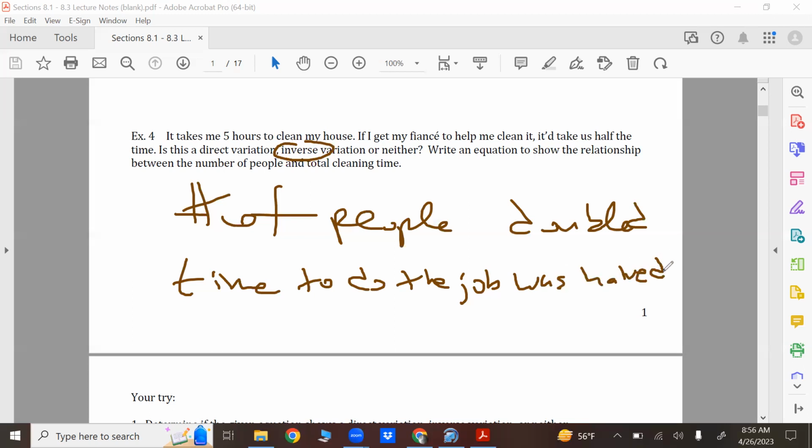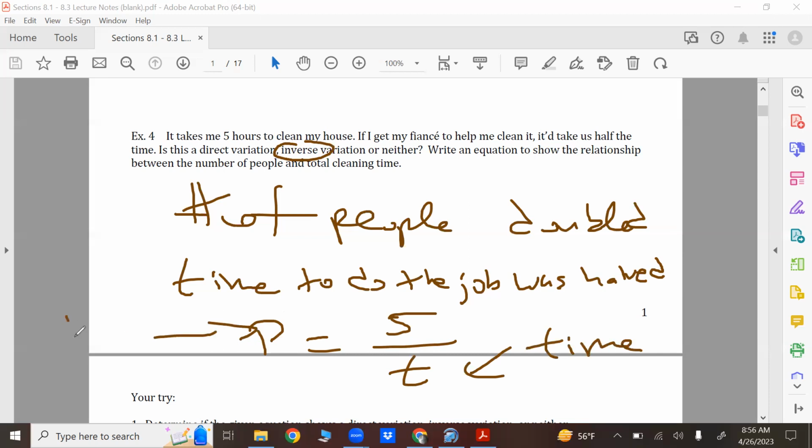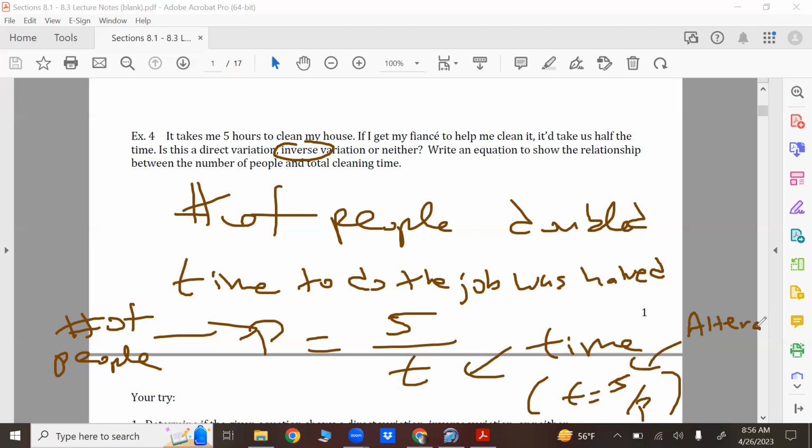So they went opposite directions. So you write an equation, you could say P equals 5 over T, where T is time and P is number of people. By the way, it could have been reversed. It could also have been written like this: T equals 5 over P, same thing. That's an alternate solution.